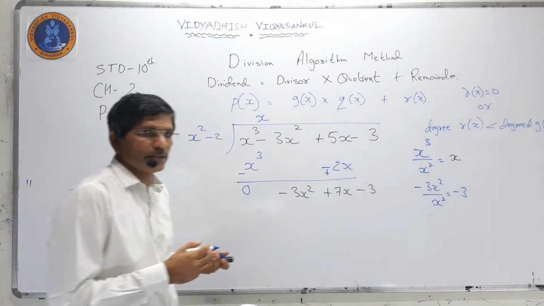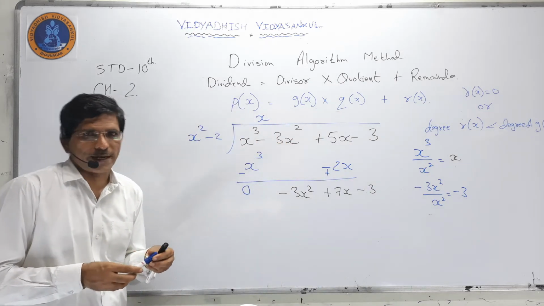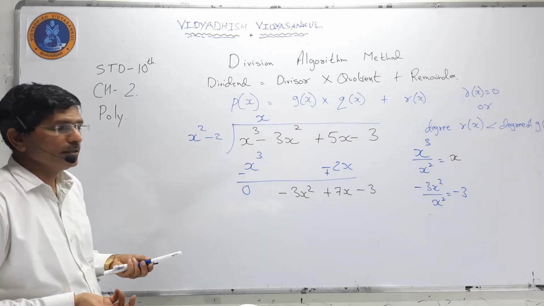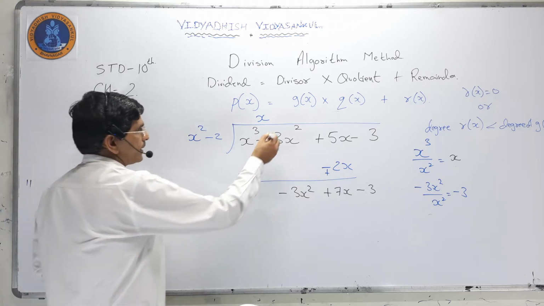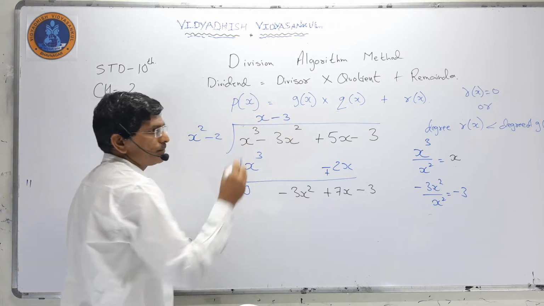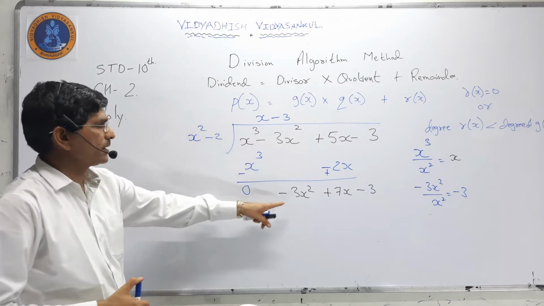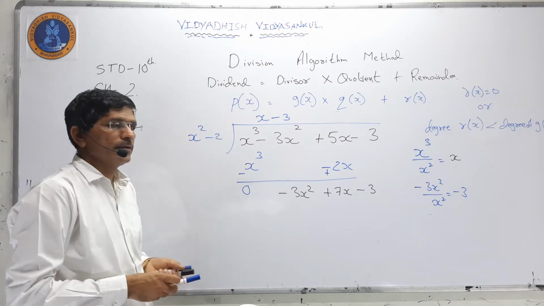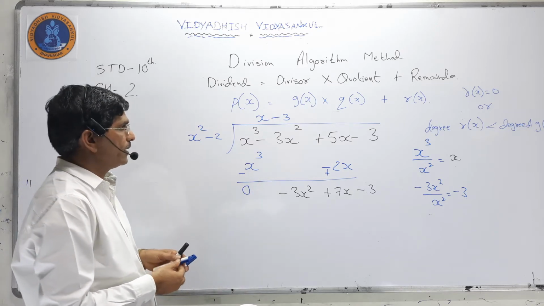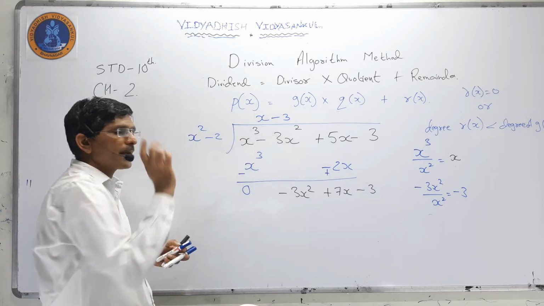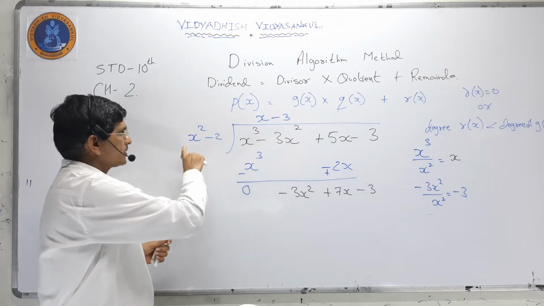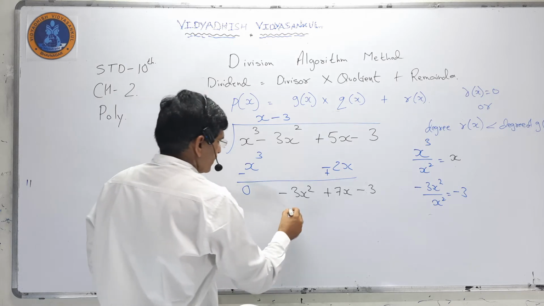So minus 3, I have to write it here. Minus 3x square divided by x square, so I have to write minus 3. Now I have to open the bracket. Same, minus 3 into x square, so minus 3x square.